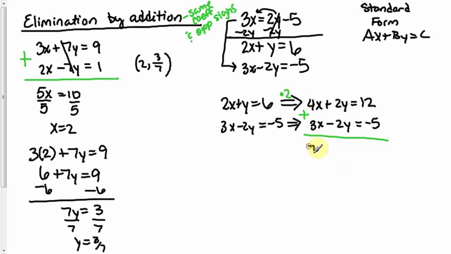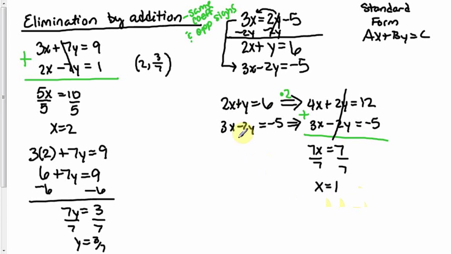4x plus 3x is 7x. That went away. 12 and negative 5. 12 plus negative 5 is 7. Divide by 7. Divide by 7. x equals 1. You found the x. You have to find the y now.